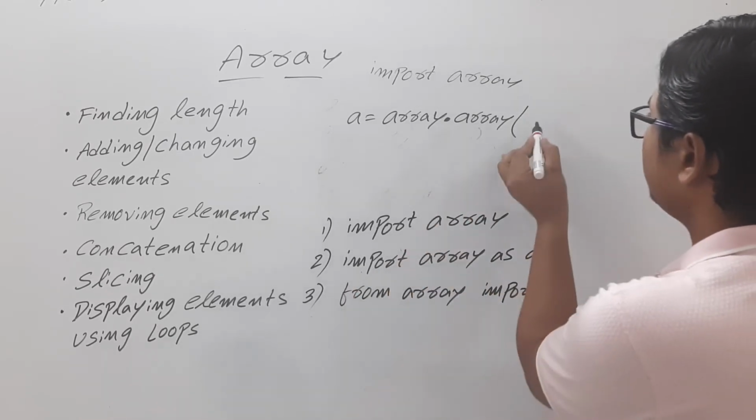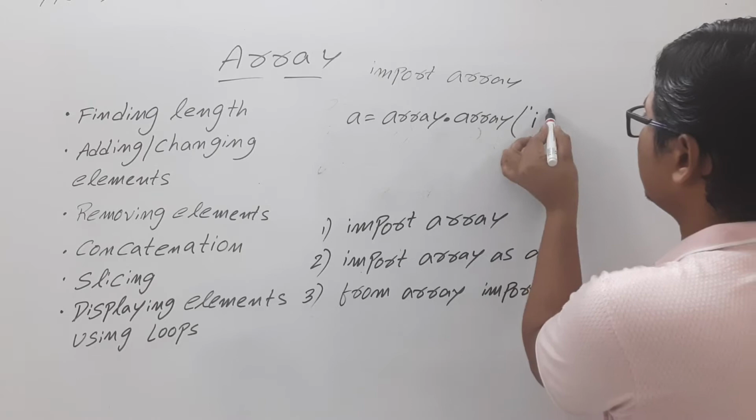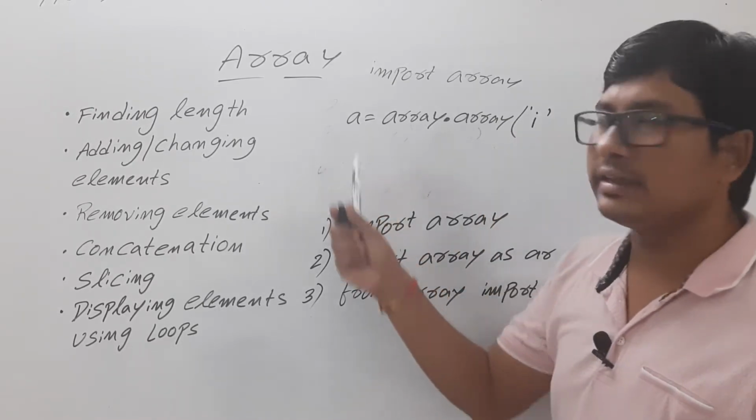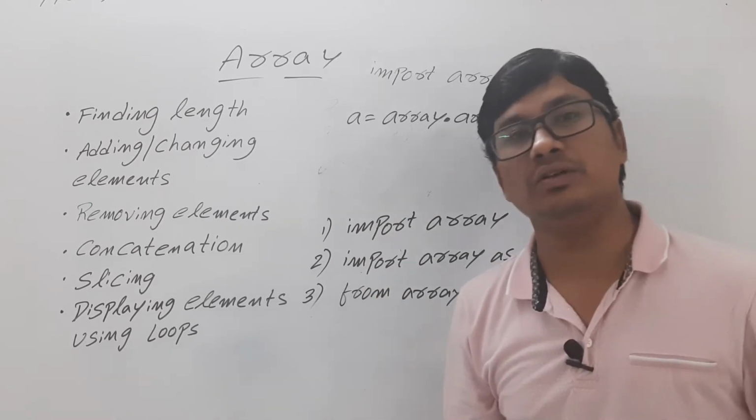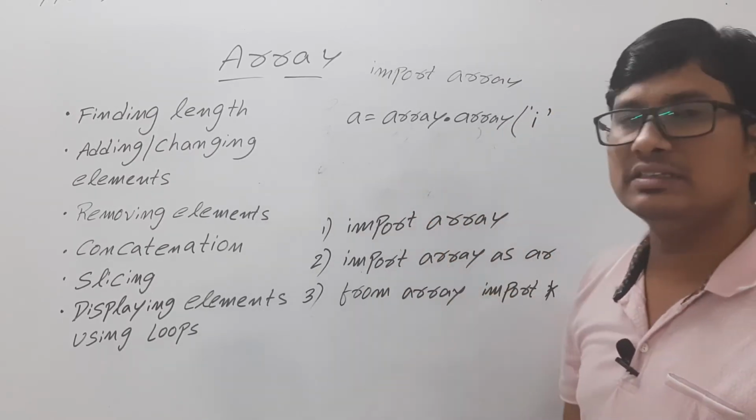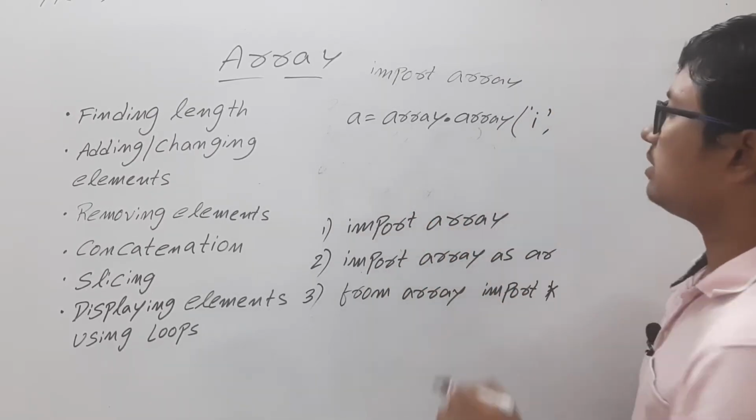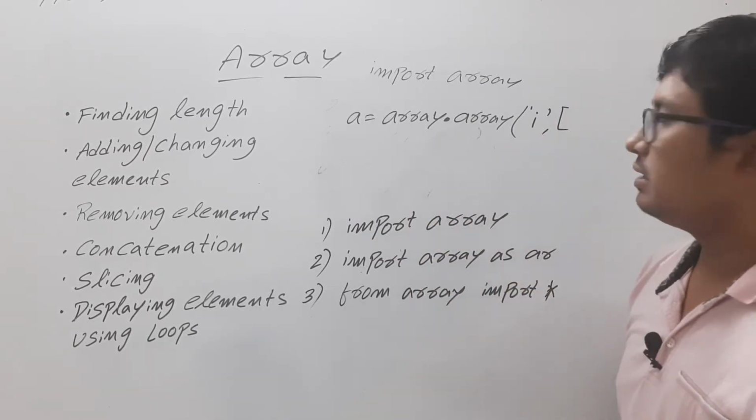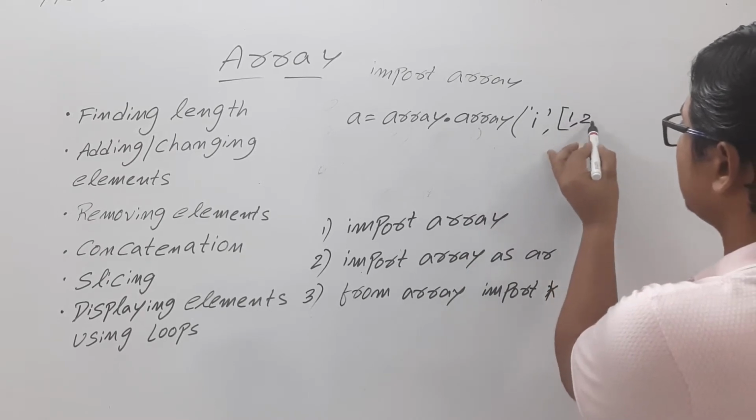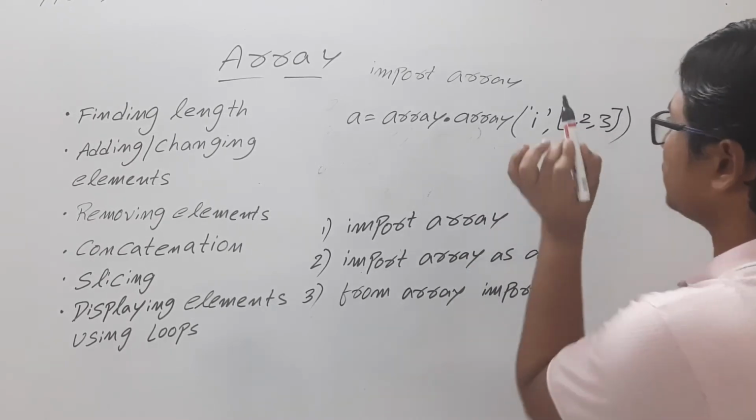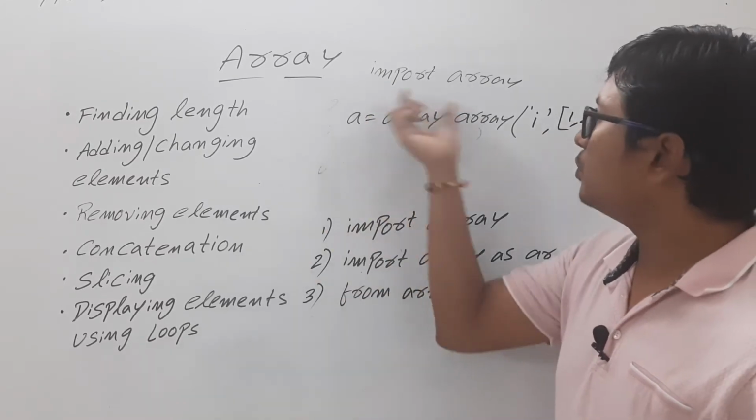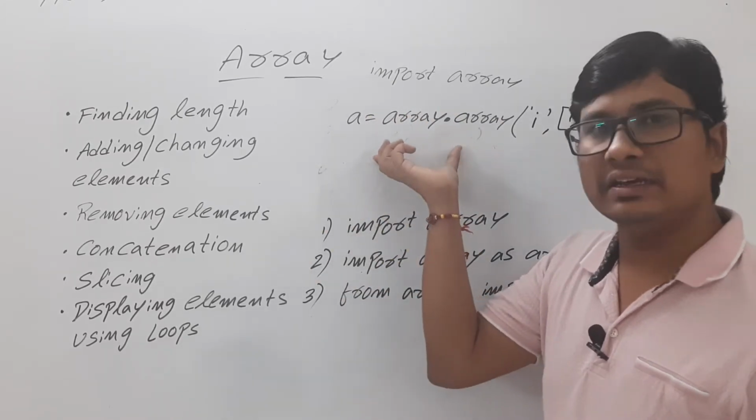So let me write I here, within single quotes. The meaning is that this array A is a collection of integer constants. So the data type of the array is int here. The name of the array is A. Then you can provide the list of elements such as 1, 2, 3, anything if you want. So this is the first way you can import the array module and create an array.